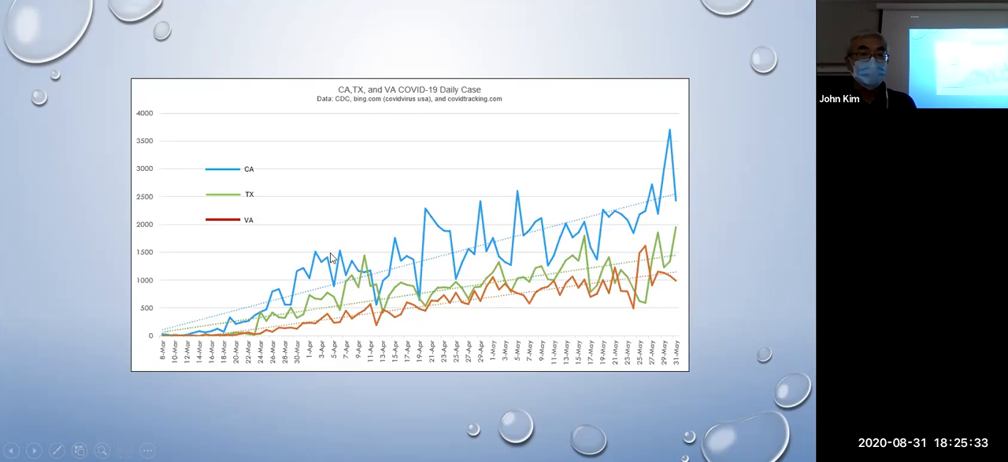The 3 states, California, Texas, and Virginia, blue, green, red, are the same. There is no curve. The trend is increasing like this because they didn't use a statewide mask requirement.